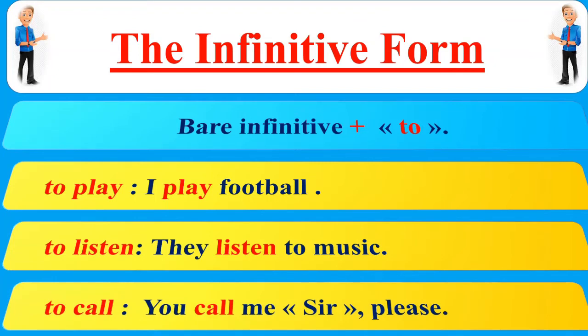إذن الصيغة الأولى أو الشكل الأول من الأفعال هو أن الفعل يتكون من الفعل. مثلا to play الفعل هو play زائد to لأن هذه هي الصيغة الرئيسية للفعل. the infinitive form يكتب هكذا: to play, to listen, to call and so forth. إذن هذه هي الصيغة الأولى من أشكال الأفعال في اللغة الإنجليزية.